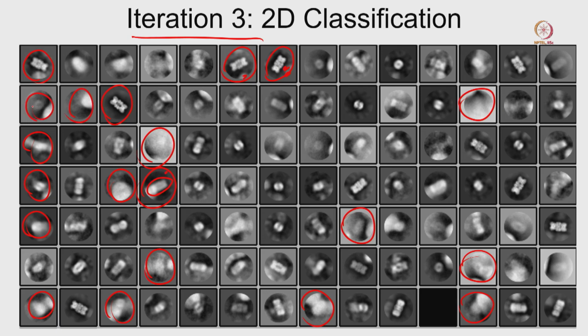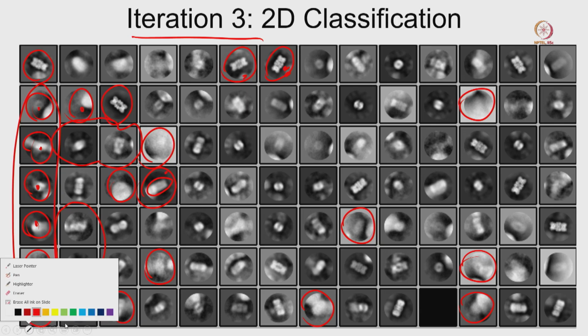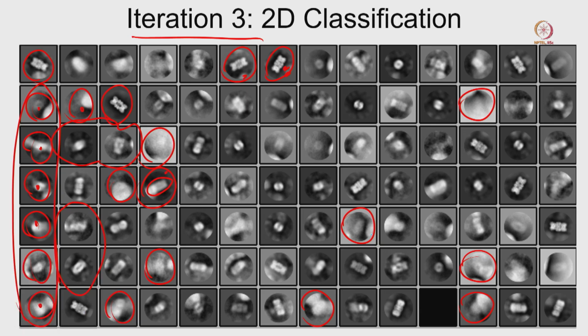So from here we can select all these classes, this class, this class, this and this, and delete all of this, delete all the particles we have in these classes, particularly in those classes also. Now what we can try is this: this blue one is a good one. Those good particles, where we can see some details, we can select and use for the next round of 2D classification.